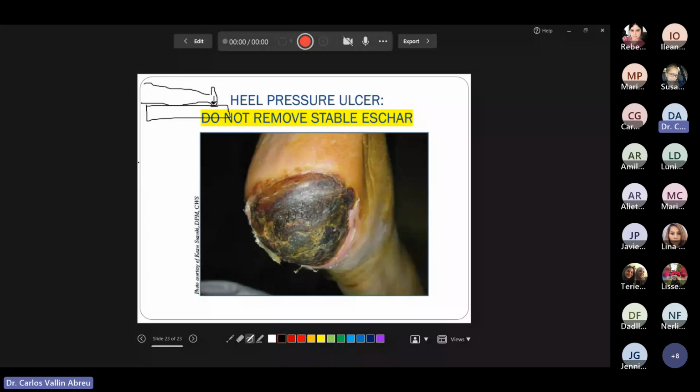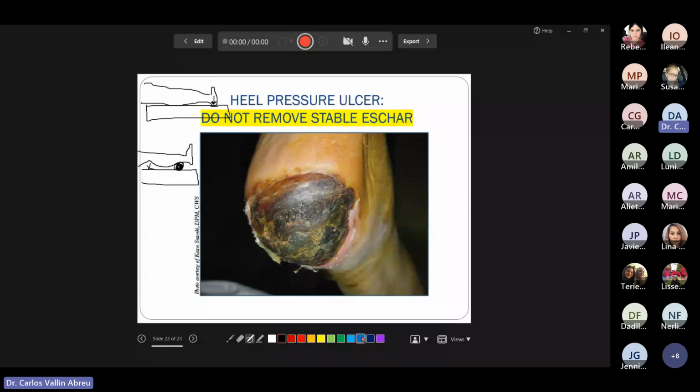How do we avoid this from happening? We need to place a pillow, not under the knee, but under the leg, here. You understand? A roll here. Never under the knee.